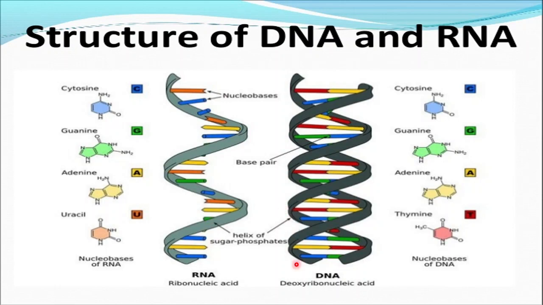DNA is composed of deoxyribose sugar, and it is present in the nucleus, and we call it an acid due to the phosphate group. And RNA is a single stranded molecule, and it is composed of cytosine, guanine, adenine, and uracil. The difference between RNA and DNA is that in RNA, uracil is present instead of thymine.